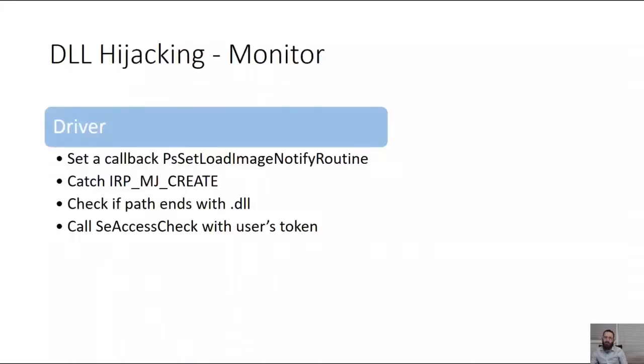The monitor and exploitation process of DLL hijacking is fairly similar. Here the driver also catches the IRP_MJ_CREATE, then it checks if the target path ends with .dll. I know it sounds kind of lame, I thought about it too, but it works. Most of the create file operations done on files that end with .dll will follow up by loading it. We can also use the PsSetLoadImageNotifyRoutine to verify it. Lastly, we do the same as before, checking if we can access the target path.